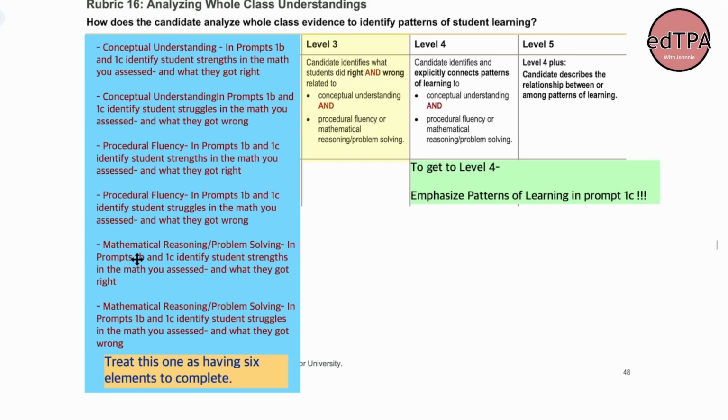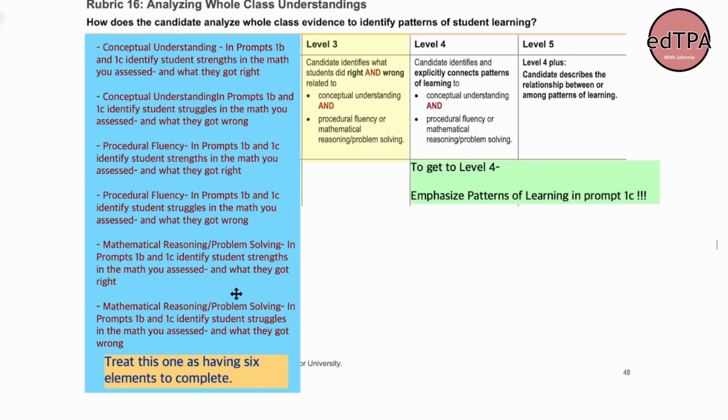And lastly, mathematical reasoning and problem solving. In prompts 1B and 1C, identify students' strengths in the math you assessed and what they got right. Also in prompts 1B and 1C, identify students' struggles in the math you assessed and what they got wrong. So again, what they got right and what they got wrong in problem solving.